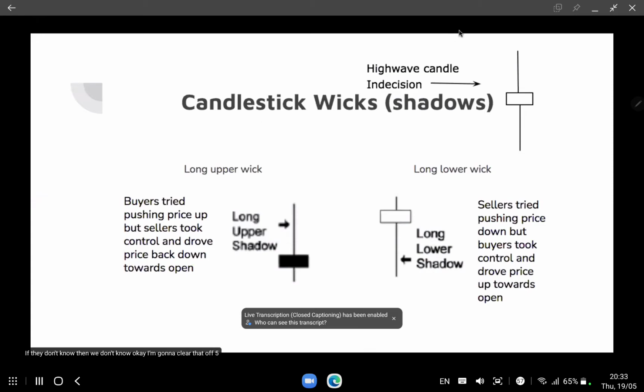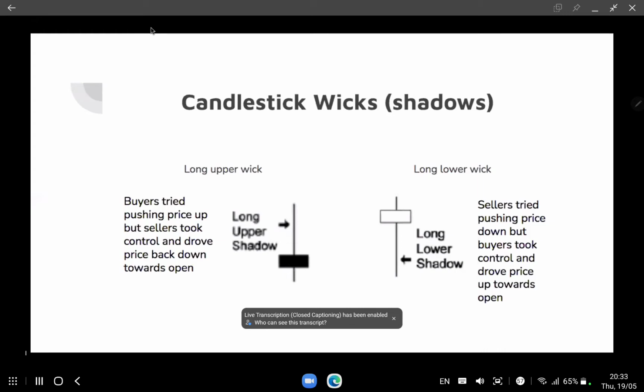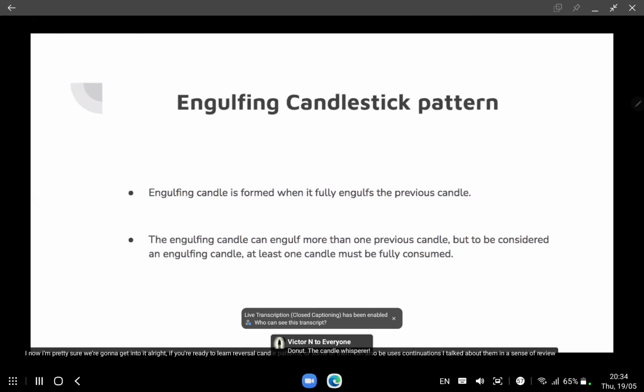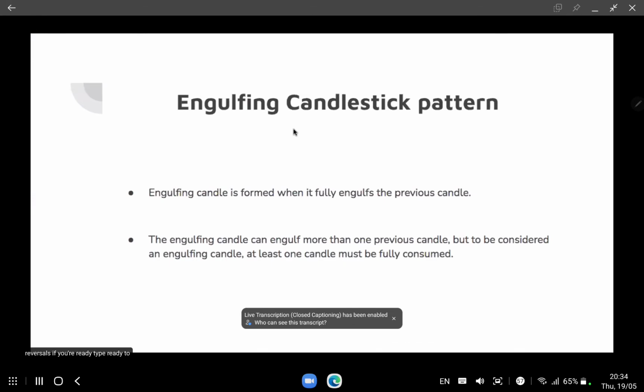5, 4, 3, 2, 1. All right, now I'm pretty sure we're going to get into it. If you're ready to learn reversal candle patterns, or some of them can also be used as continuations, I talked about them in the sense of reversals. If you're ready, type ready, because we're going to start getting into it.